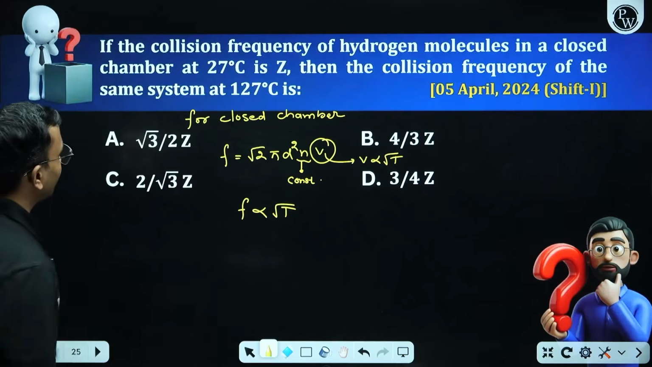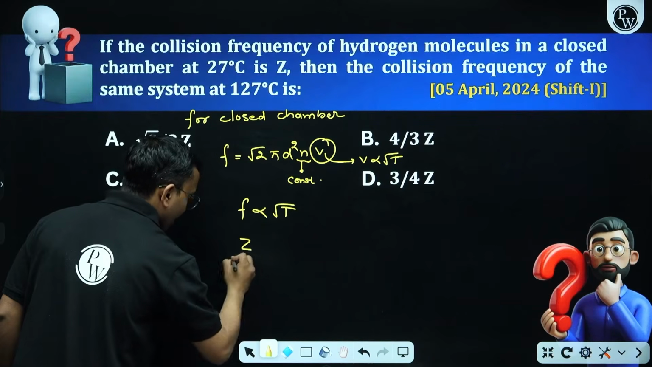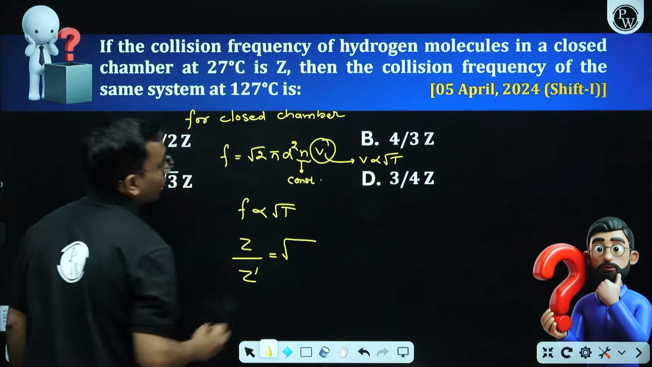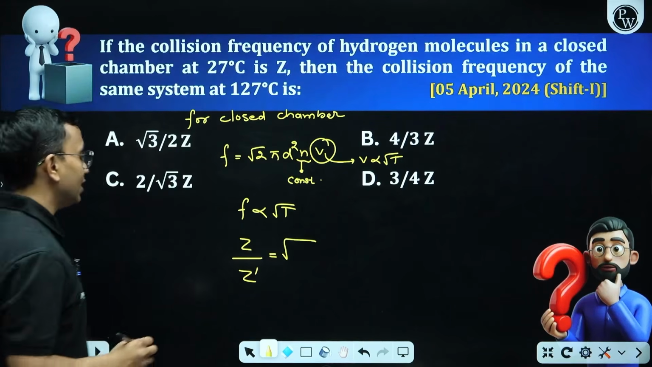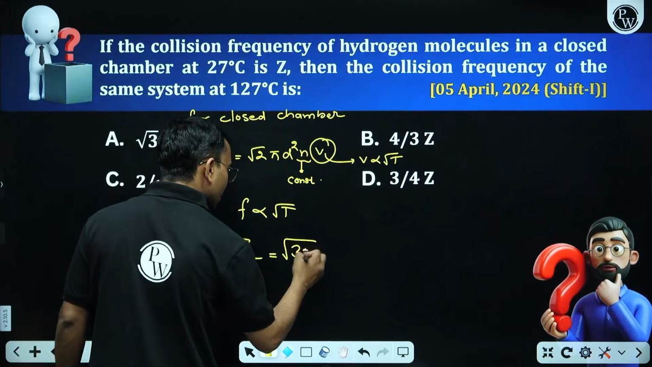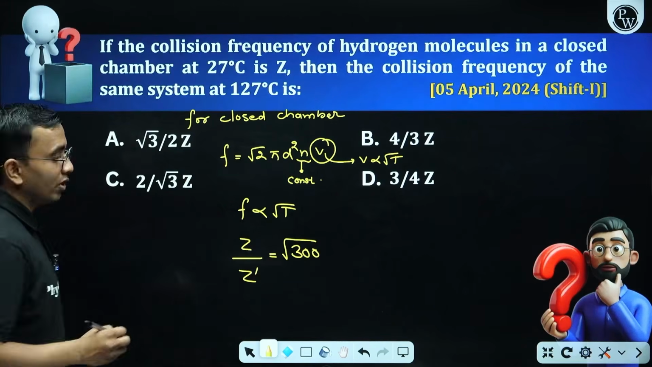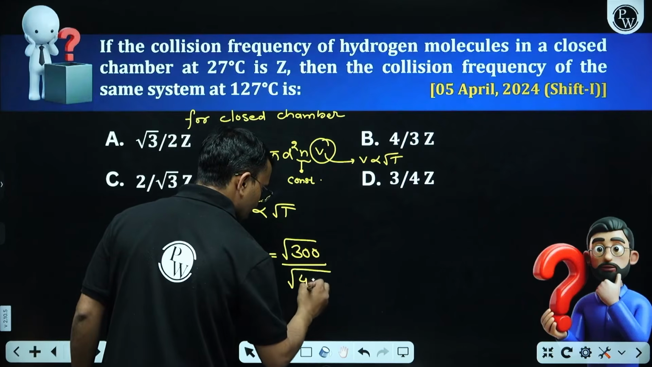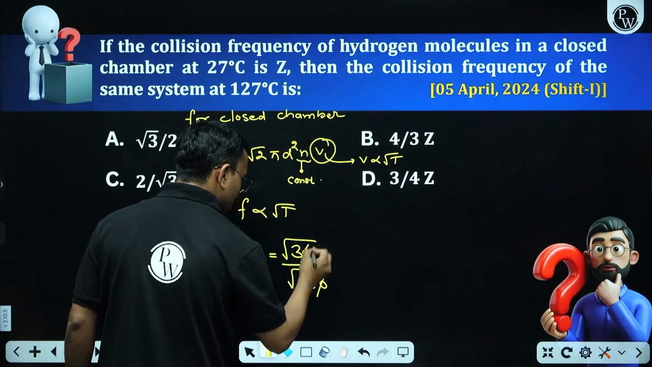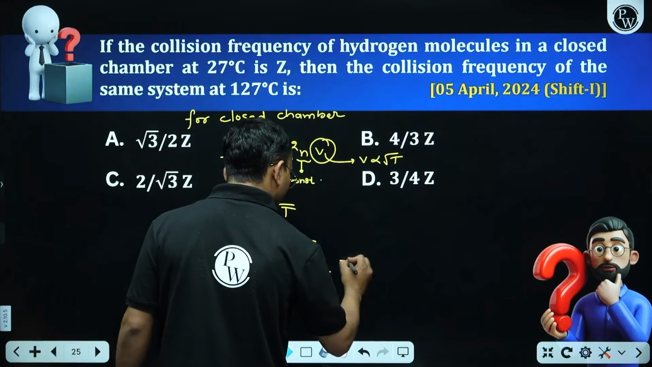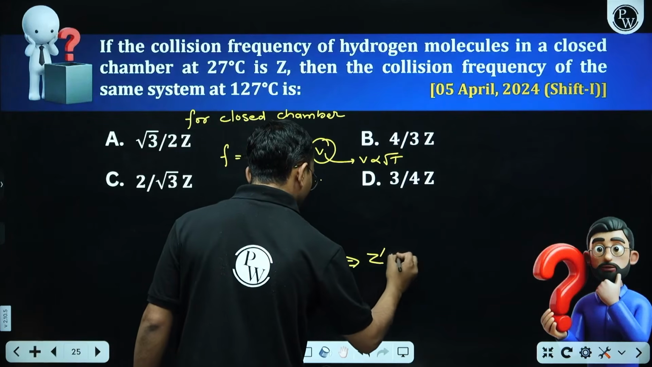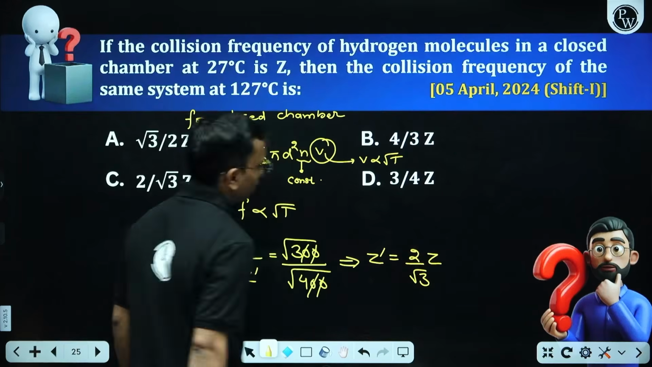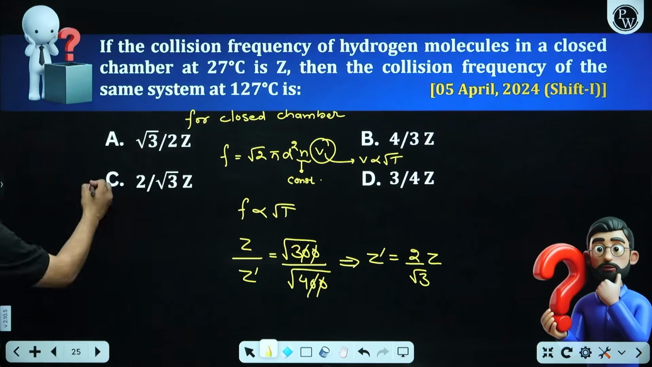So initial frequency was Z, final frequency let us take Z dash. Initial temperature was 27 degrees Celsius, that is 300. Final temperature is 120 degrees Celsius, that is 400. So from here I got my Z dash to be 2 by root 3 into Z. C option.